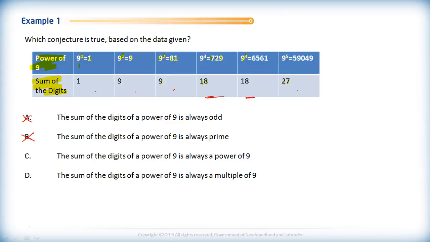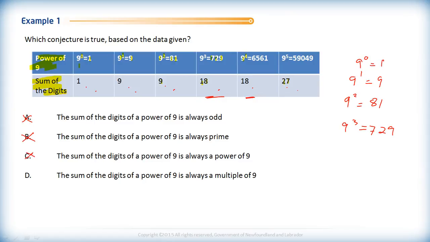C says the sum of the digits of a power of 9 is always a power of 9. Now we're getting interesting. 1 is a power of 9, 9 is a power of 9, 9 is a power of 9. What about 18, 18, and 27? This is one where people might slip up, because they might think that 18, since that's 2 times 9, is a power of 9, but it's not. The next power of 9 would be 81, after 9 to the power of 1. So these are the powers of 9, and I don't see 18 or 27 in that list. So that one's not right.